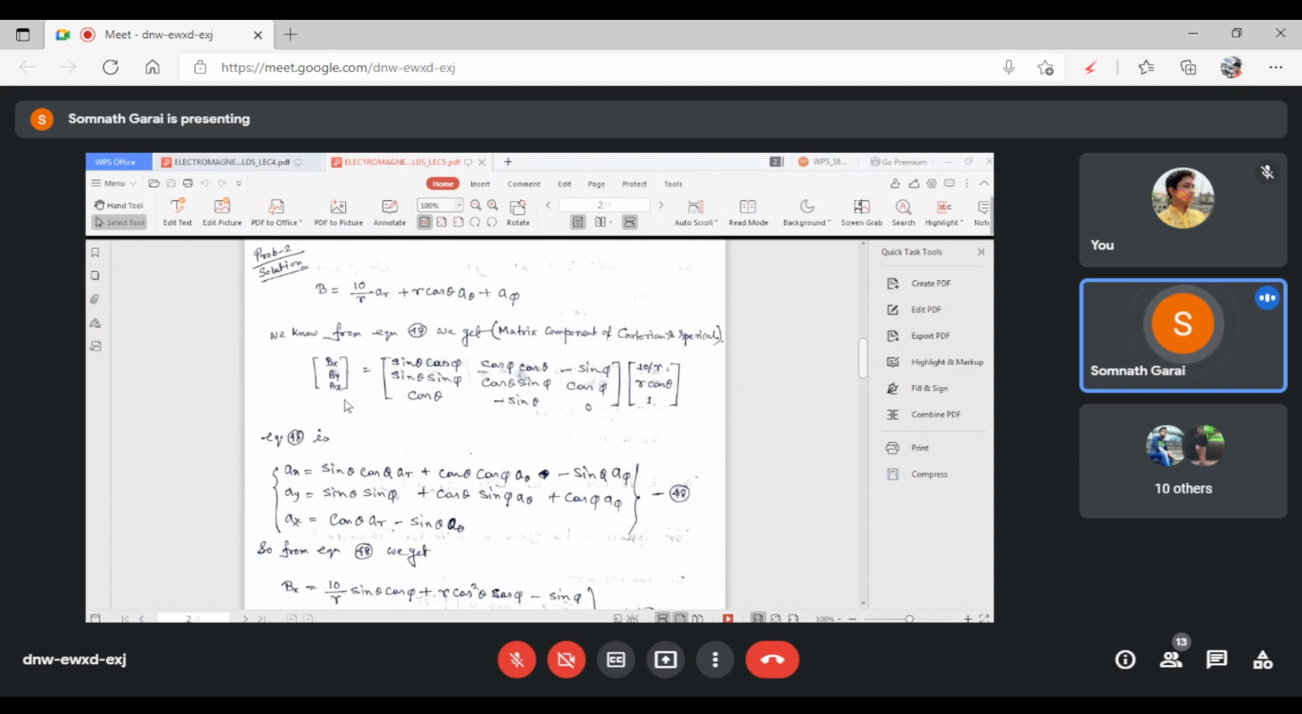So, the matrix equation: Bx, By, Bz is equal to [sin theta cos phi, minus sin theta sin phi, cos theta cos phi; cos theta, minus sin theta, 0] into AR, A theta, A phi, right?